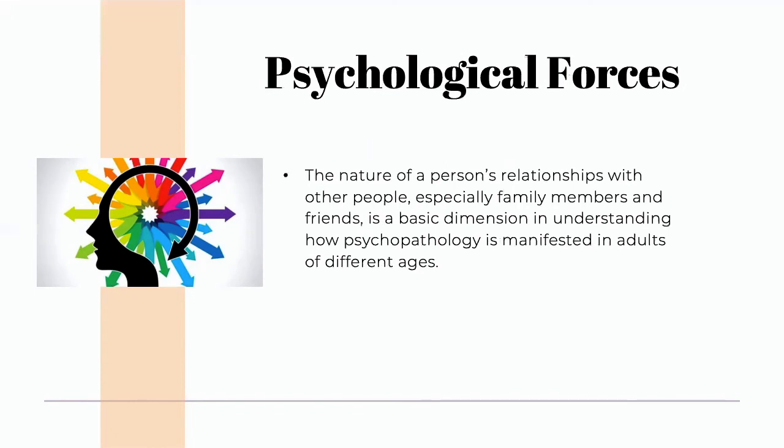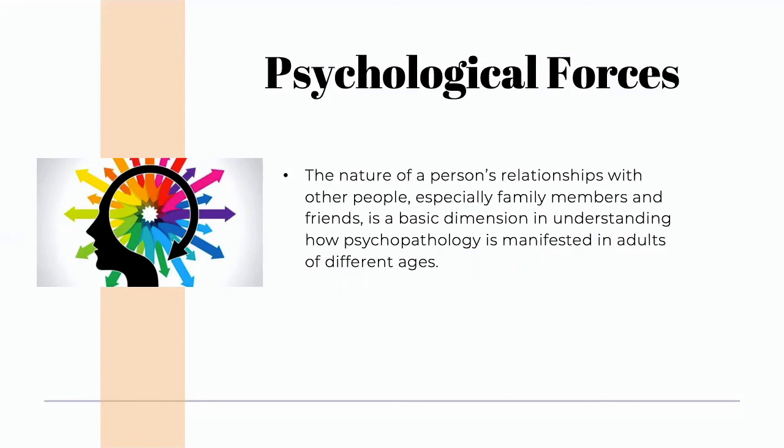Next is psychological factors, which is the nature of a person's relationships with other people, especially close family members and friends. This is a basic dimension in understanding how psychopathology is manifested in adults of different ages. The different relationships that people have with their family members and friends can affect how well they age, or if they will develop psychological disorders as they get older.